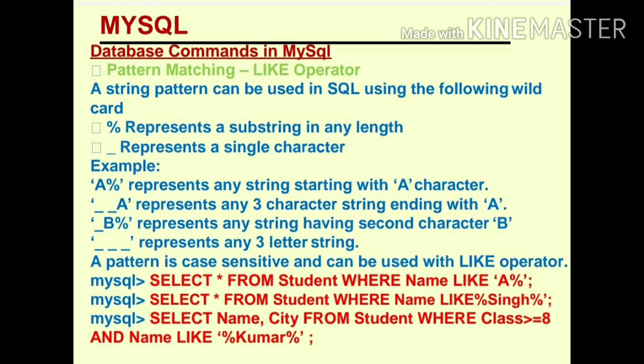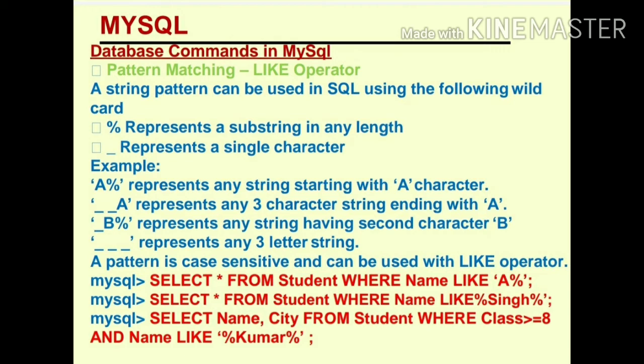Next is wildcard characters, percentage and underscore. They are used with like. Like is used to match a particular pattern. If I want all those rows in which the name starts from P, I cannot write where name equals to P. So in that case, we will use the like operator. How? Select star from student where name like 'P%'. P is the first character and then percentage.